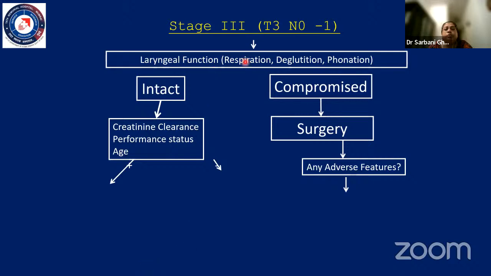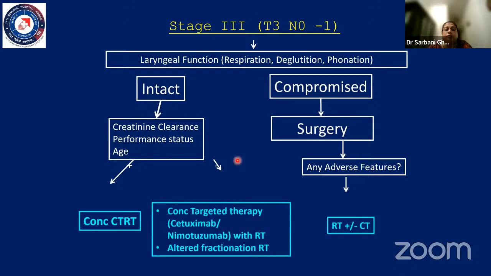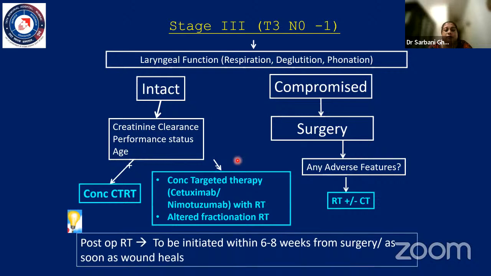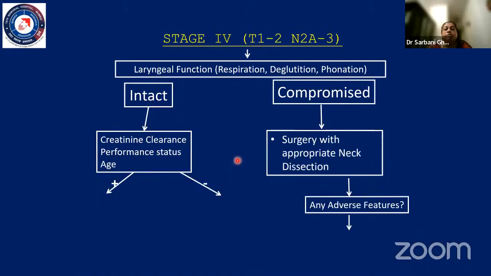So on goes the management of stage 3, the T3 tumor. Again, it is important to assess the laryngeal function, and then based on whether it is intact or not, or whether the patient is suitable for concurrent chemotherapy, further treatment would be determined, and it follows the same line therefore. Okay. And post-op radiotherapy should be initiated within 6 to 8 weeks from surgery or as soon as the wound heals. Coming to stage 4 larynx, that means you have nodal stage above N1.